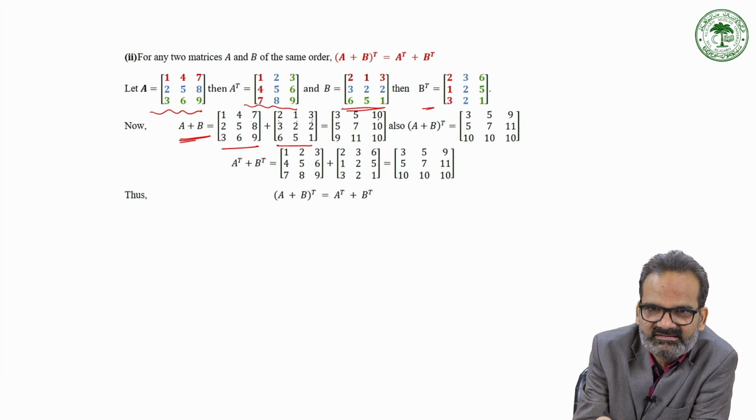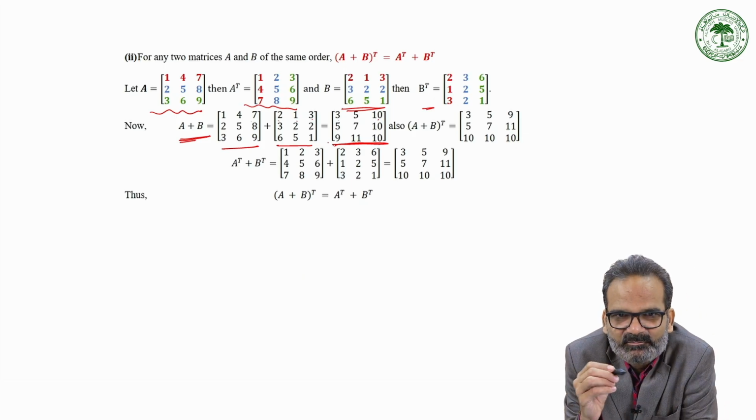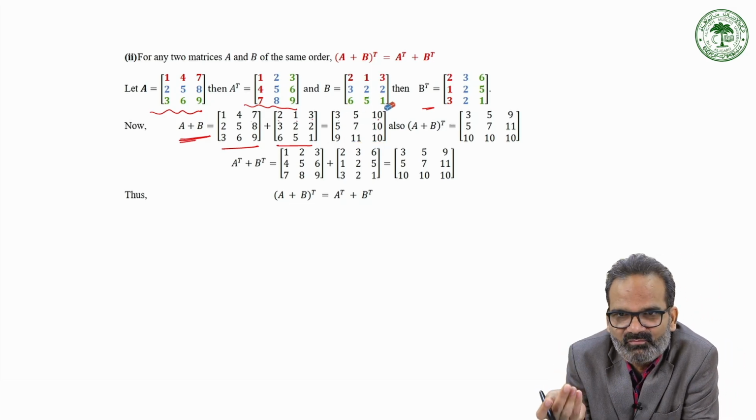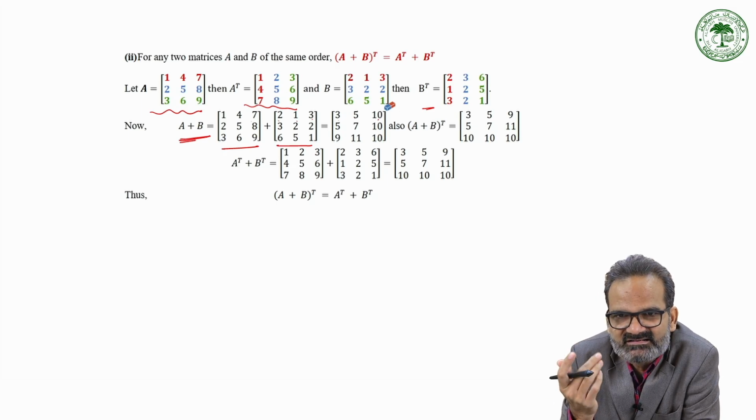So add up all these elements, you will get a matrix like this, right? So this is a matrix A plus B. Now find out its transpose. Clear? How we can find out its transpose? This is a matrix. A plus B is this. Find out its transpose means rows and columns should be interchanged again.